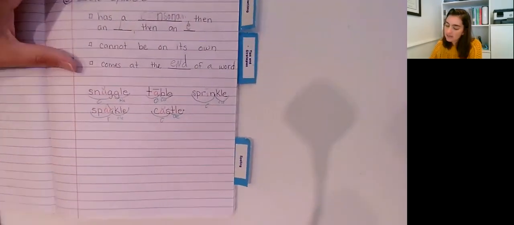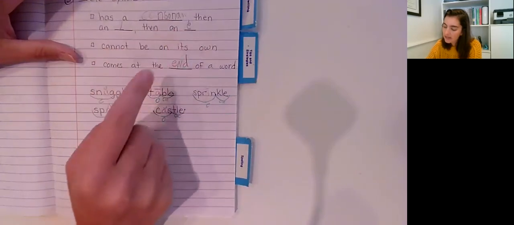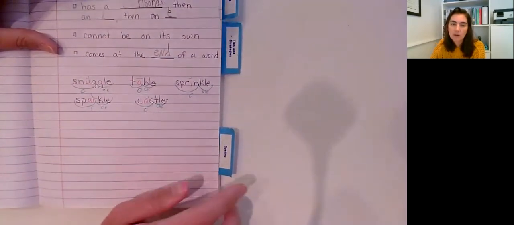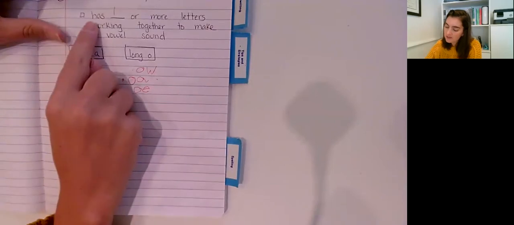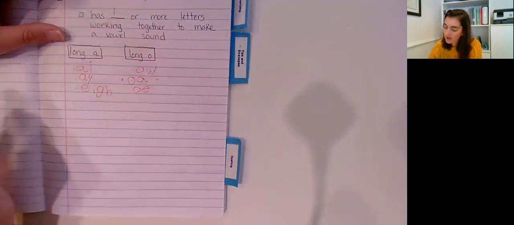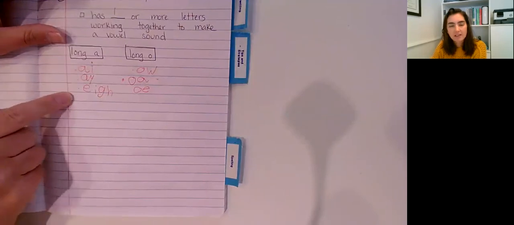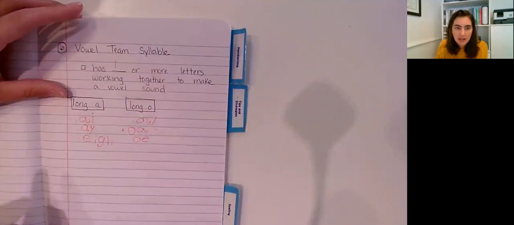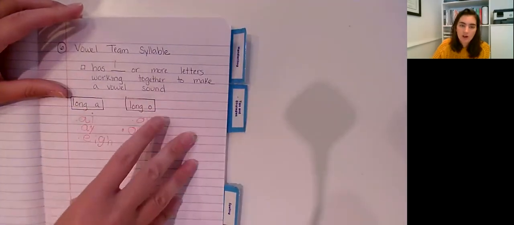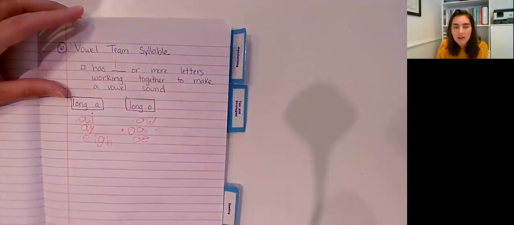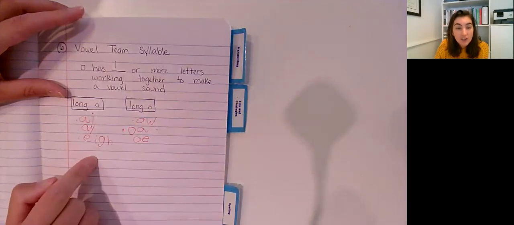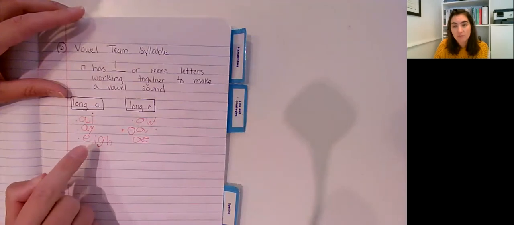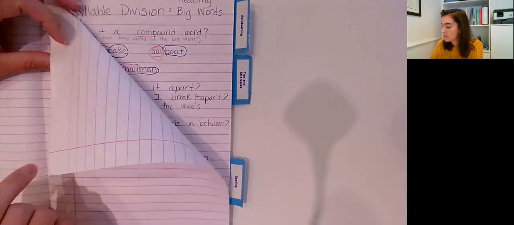And then a consonant-LE syllable has a consonant, then an L, then an E, cannot be on its own, comes at the end of a word. Vowel team syllable has 1 or more letters working together to make the vowel sound. So here you can see the start of our long A list, our long O. So I'm doing my best to organize this for the students. This is where life gets really hard. There's a ton of vowel team syllable examples. So for reading, it's fine. We want the kids to at least recognize that they see a vowel team. And kids with dysgraphia, that's an extra hard thing for them. The orthography is really hard for them to see and appreciate those patterns. And of course, to spell them is tricky.